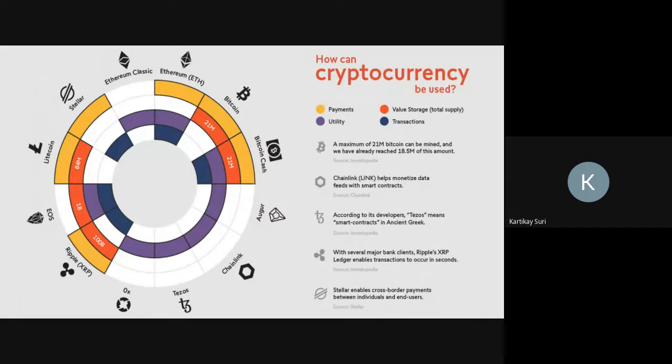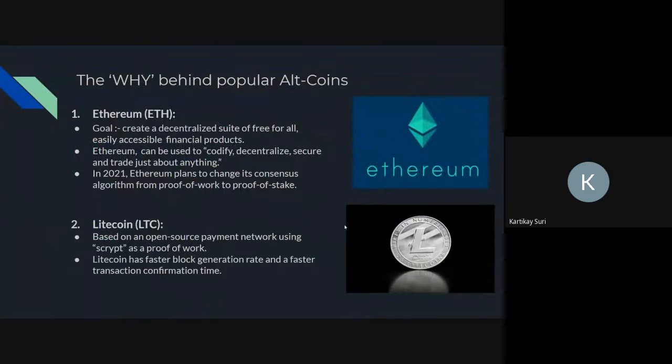This is all that we have covered till now. So this acts to sum up what we have done till now. Moving on, the why behind popular altcoins. So till now we have covered the how and why behind Bitcoin, but we are yet to cover the why behind popular altcoins. Since I mentioned these were created with different motives.